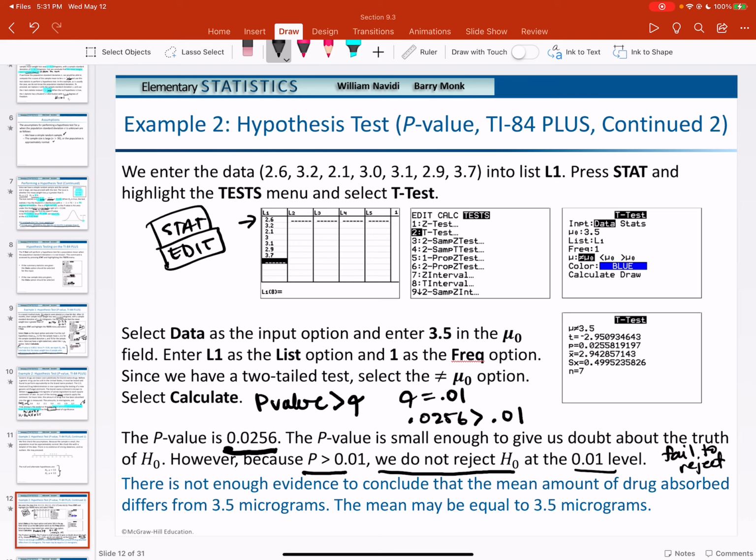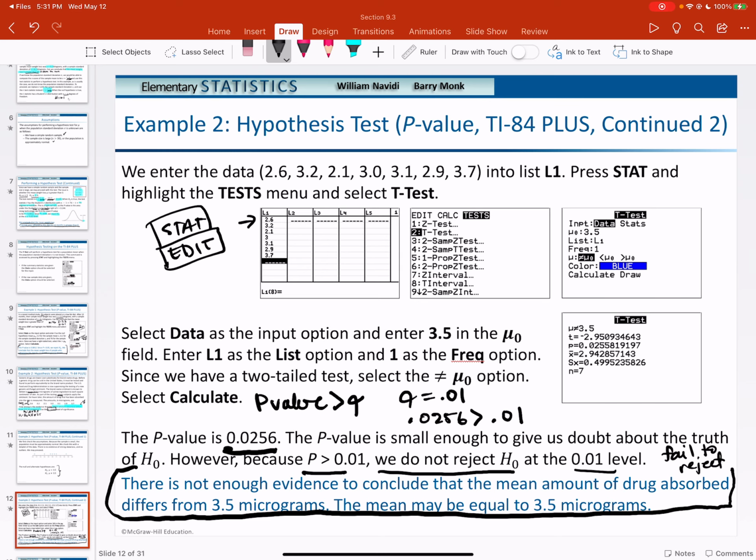Okay, and so finally, what's our conclusion? We'll say there is not enough evidence to conclude that the mean amount of drug absorbed differs from 3.5 micrograms and possibly could be equal to 3.5. Okay.